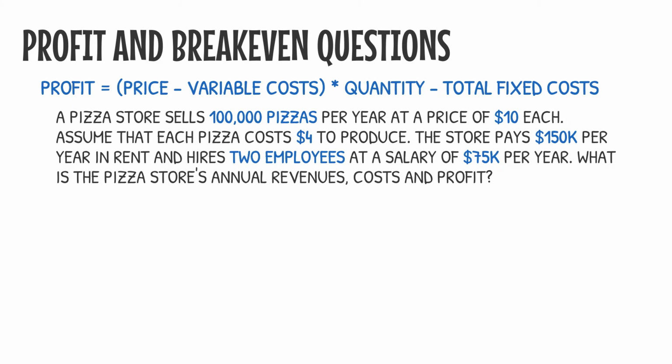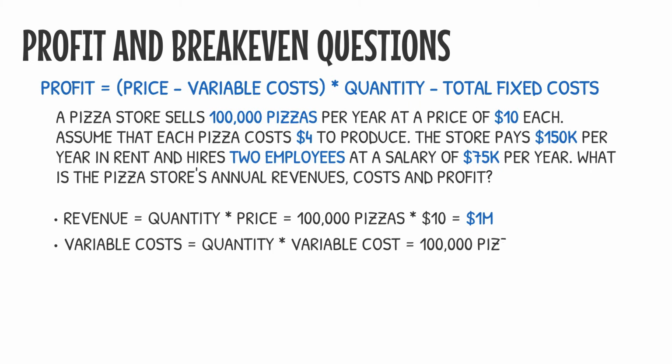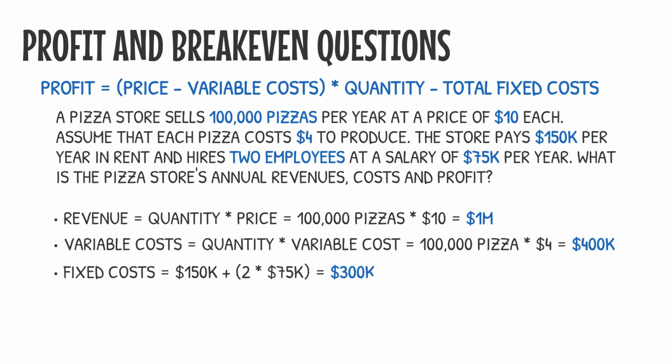To solve this, we simply need to use our various profit formulas. Revenue equals quantity times price, or 100,000 pizzas times $10, which equals $1 million. Variable costs equal quantity times variable cost, or 100,000 pizzas times $4, which equals $400,000. Fixed costs equal $150,000 plus 2 times $75,000, which equals $300,000.